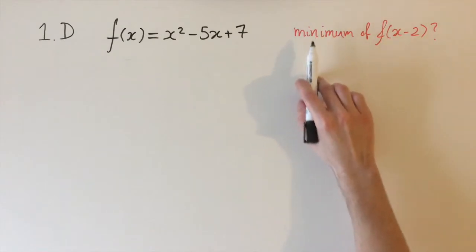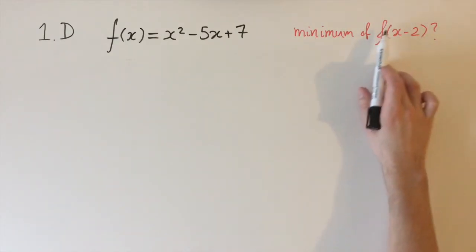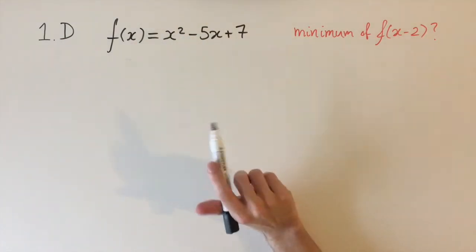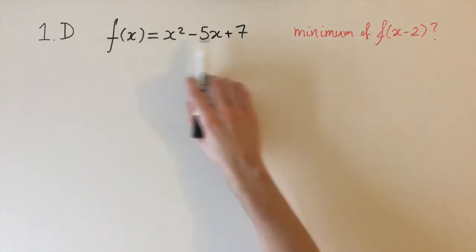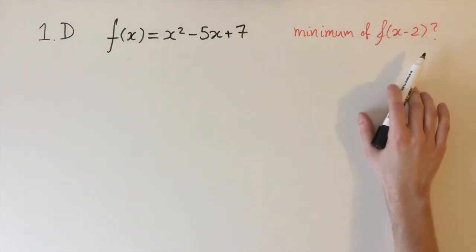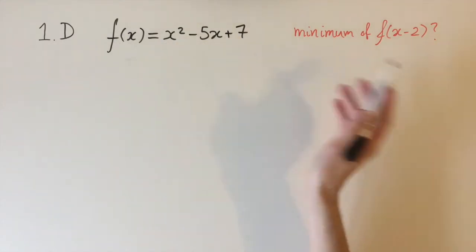And the question is to find the minimum of f of x minus 2. So this is a transformation of the original function. There's two steps to this question. We need to know how to find the minimum of a function, the coordinates of that minimum, and we need to know what this transformation does. So firstly, let's just look at finding the minimum. There's a few ways we can do this.